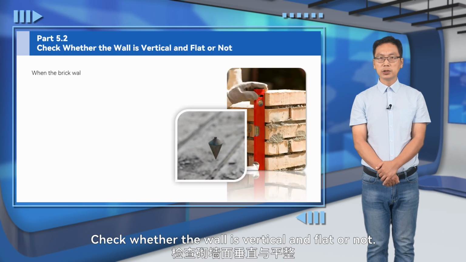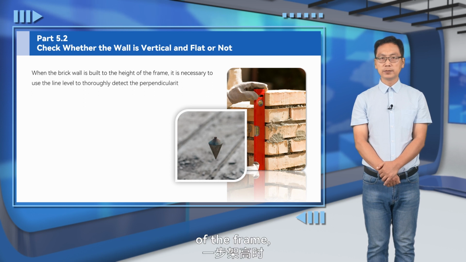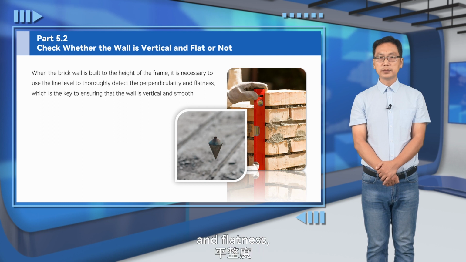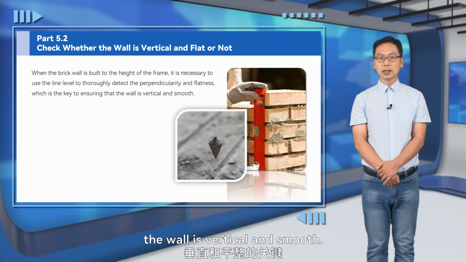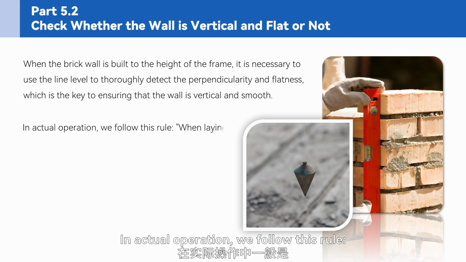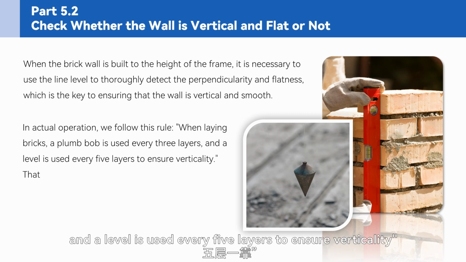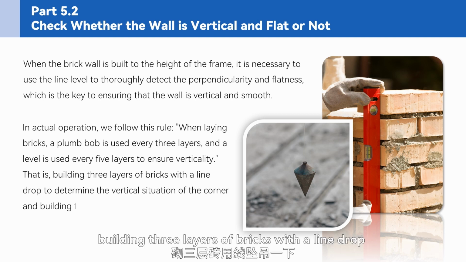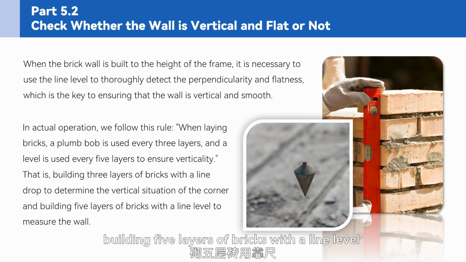Check whether the wall is vertical and flat or not. When the brick wall is built to the height of the frame, it is necessary to use the line level to thoroughly detect the perpendicularity and flatness, which is the key to ensuring that the wall is vertical and smooth. In actual operation, we follow this rule: a plumb bob is used every 3 layers, and a level is used every 5 layers to ensure verticality. That is, building 3 layers of bricks with a line drop to determine the vertical situation of the corner, building 5 layers of bricks with a line level to measure the wall.